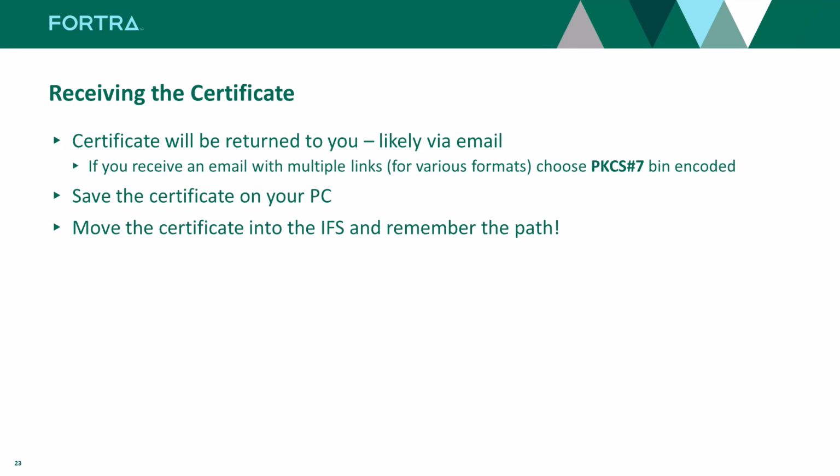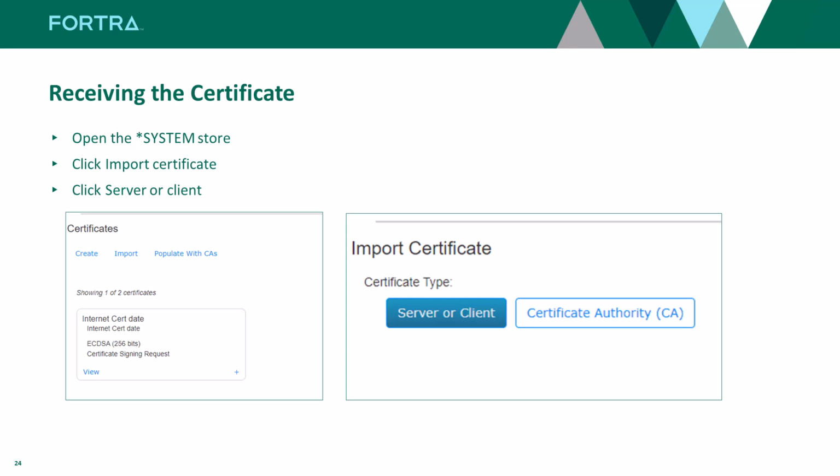They will return to you a certificate that you'll then be able to import. You're going to save that on your PC, and we're going to upload it into the IFS. So once you've uploaded that certificate into the IFS, you're going to go back to DCM. You're going to select your system store. You're going to click on Import Certificate, select Server or Client Certificate.